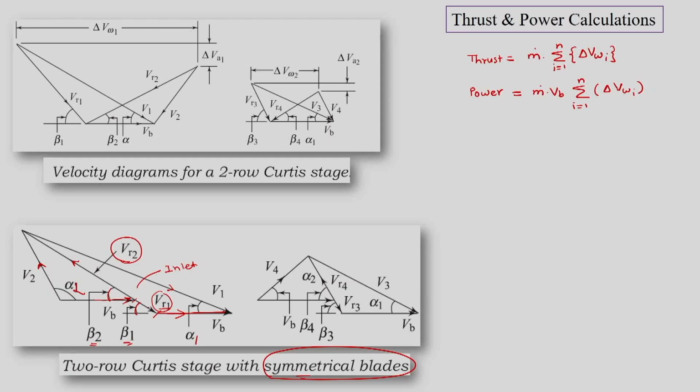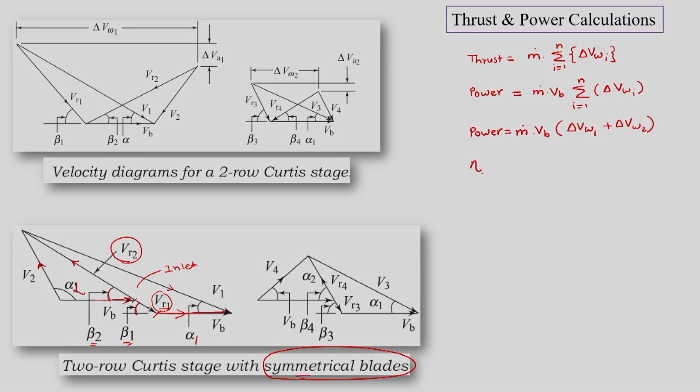Okay. So we will have here for two stage, power is equal to m dot into VB into delta VW1 plus delta VW2. We have defined VW as the tangential velocity and delta VW means change in tangential velocity. So thrust is the force which is the change in angular momentum or change in tangential momentum. Okay. So this is the formula for us.